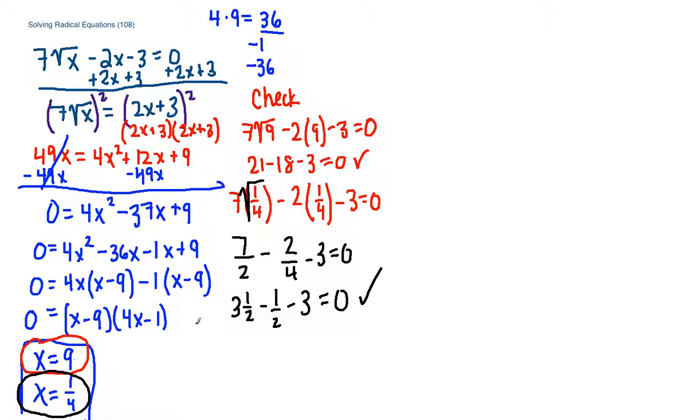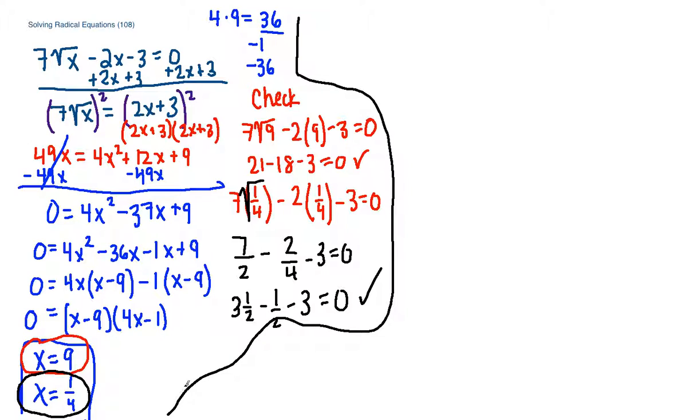Oftentimes one of them or both of them are incorrect. In this case, we got lucky and both answers were correct. But that doesn't mean that you don't have to check. You always have to check. All right, so let's do another example.